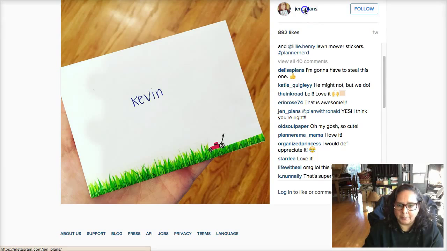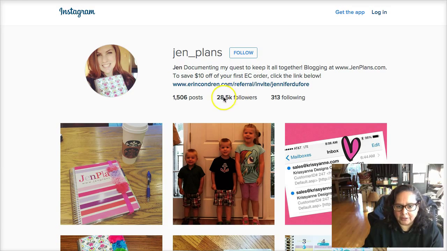Now, her follower numbers are a lot bigger than mine. She has 28,000 followers. So Jenna's done a lot of work to really do good things and get her numbers up. And you can't fault her for that. She busts her butt, right?